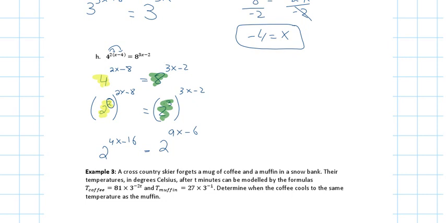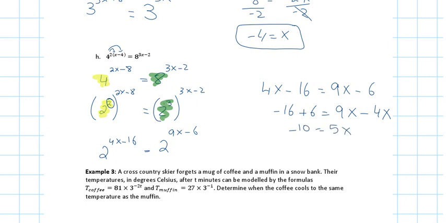Okay? Now you see I have the same base, so I can drop the bases and make my exponents equal to each other. So 4x minus 16 equals 9x minus 6. I'm going to move the 4x to the right, and I'm going to move the negative 6 to the left. Doesn't matter which way you move them, we should end up with the same answer if you do your signs correctly. So that's going to be negative 10 equals 5x. Divide by 5. So x equals negative 2.